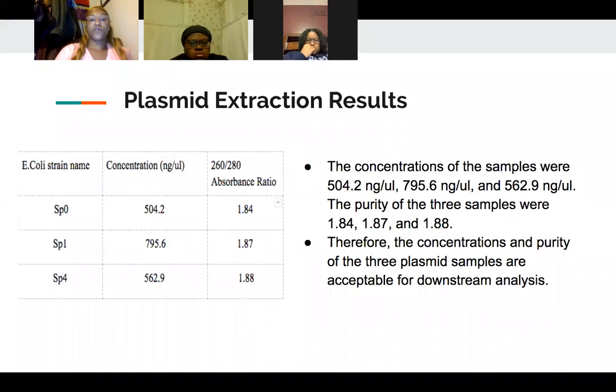The results for plasmid extraction were: SP0 yielded a concentration of 504.2 nanograms per microliter with an absorbance ratio of 1.84. SP1 yielded a concentration of 795.6 nanograms per microliter with an absorbance ratio of 1.87, and SP4 had a concentration of 562.9 nanograms per microliter with a ratio of 1.88. In conclusion, the concentrations and purity of the 3 plasmid samples are acceptable for downstream analysis.